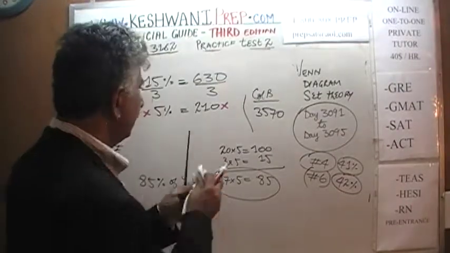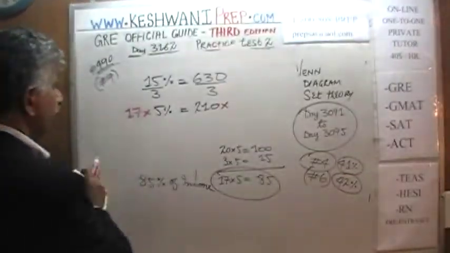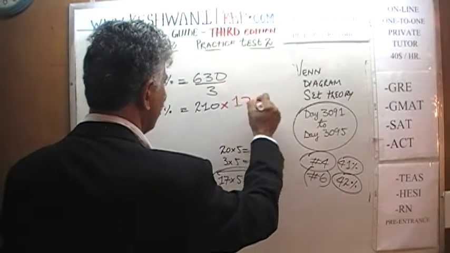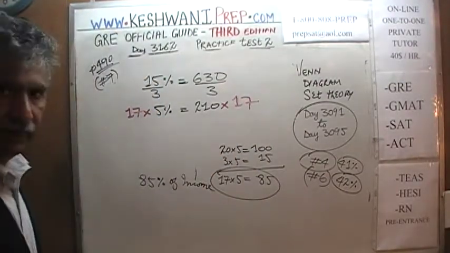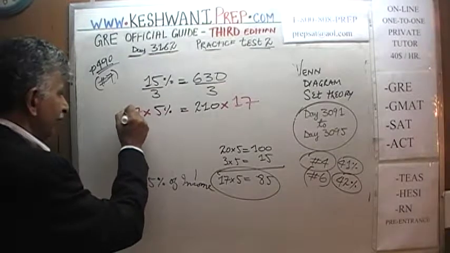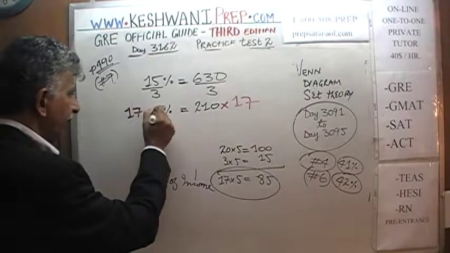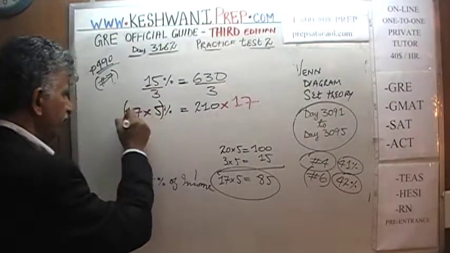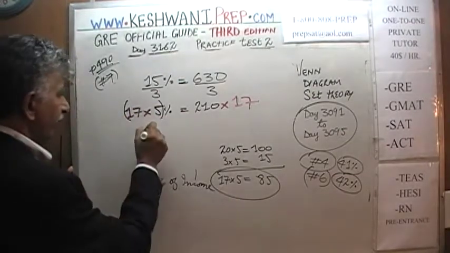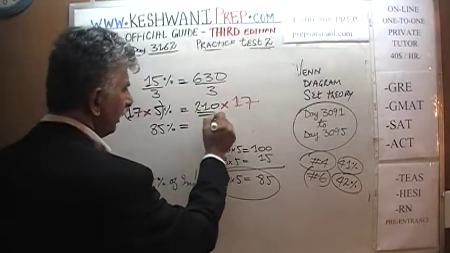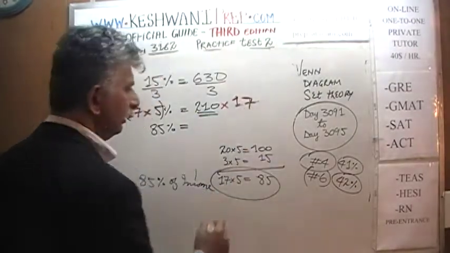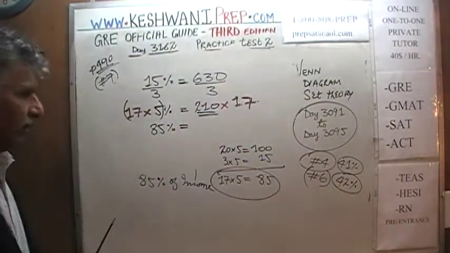Let's just multiply both sides by 17. Voila. That's it. Now we have here 17 times 5. But 17 times 5, we just found out, is 85. So 85% of his income must equal 210 times 17. Let's find out what that is, shall we?